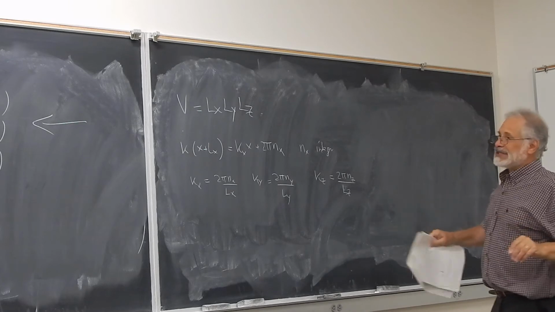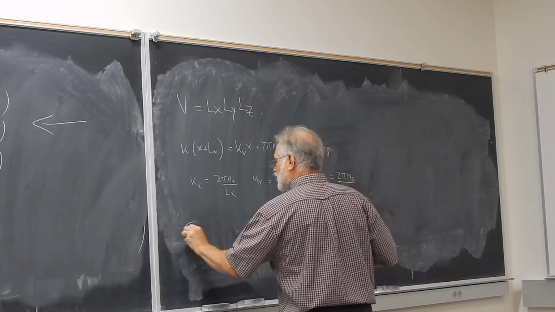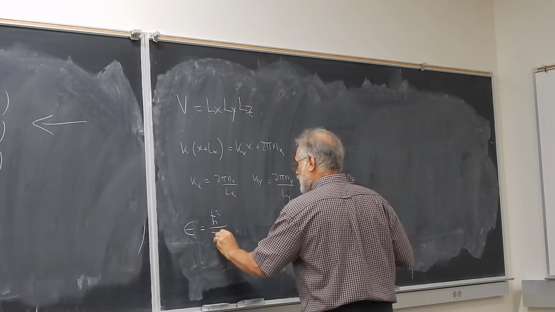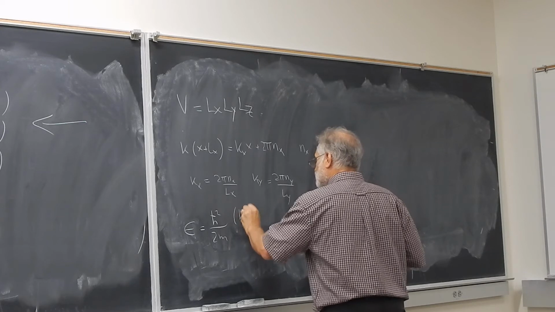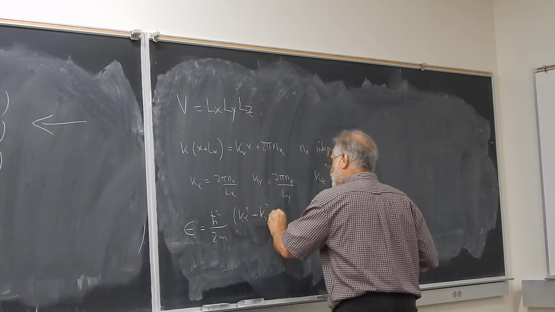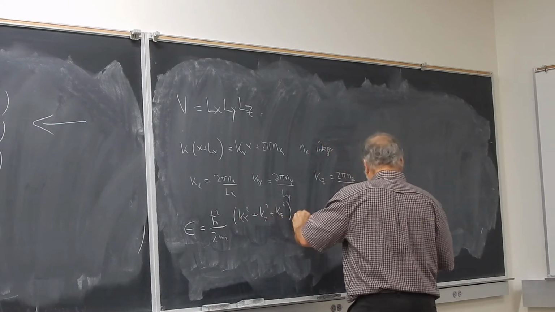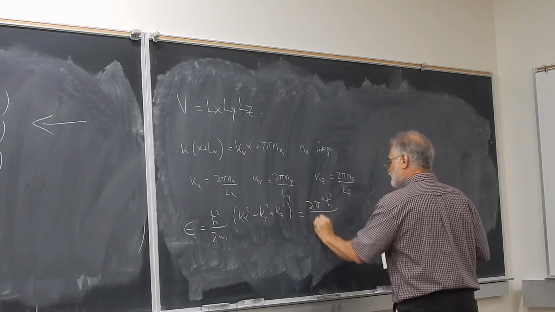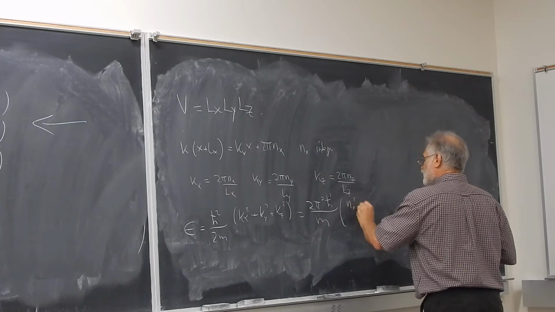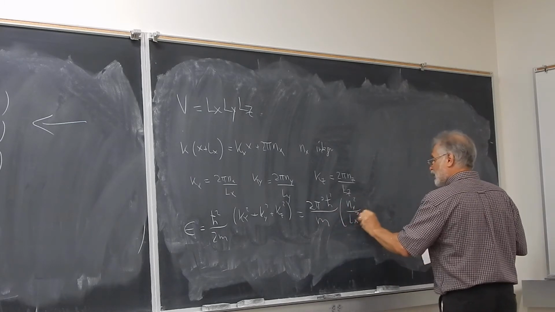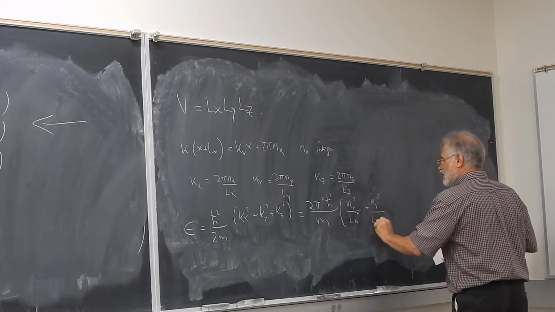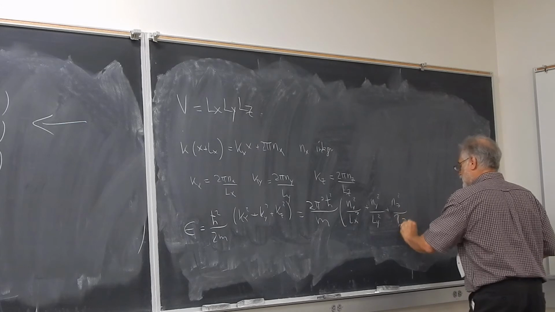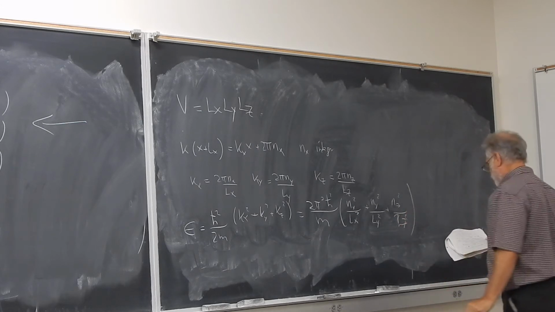If those are the conditions on kappa, what's the energy? Well, the energy is ħ²κ²/2m. I can write this as ħ²/2m times (κx² + κy² + κz²), which I can write as 2π²ħ²/m times (nx²/Lx² + ny²/Ly² + nz²/Lz²).